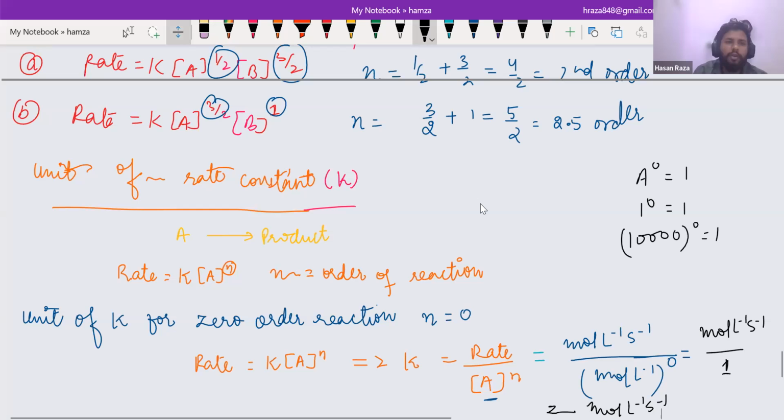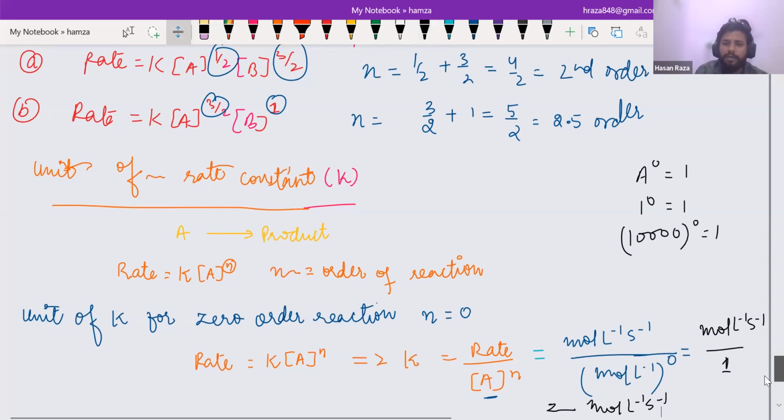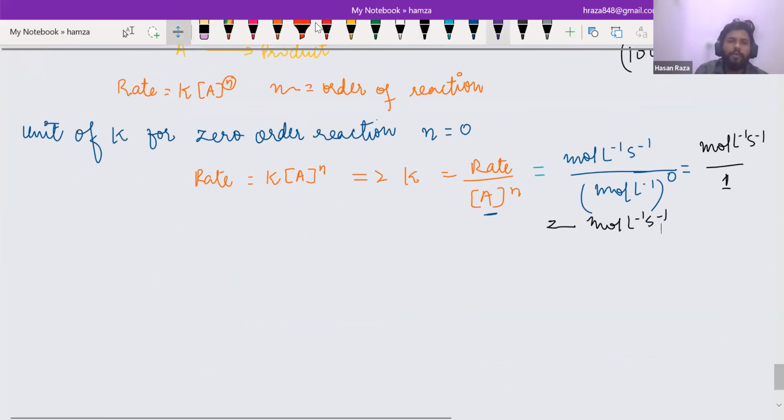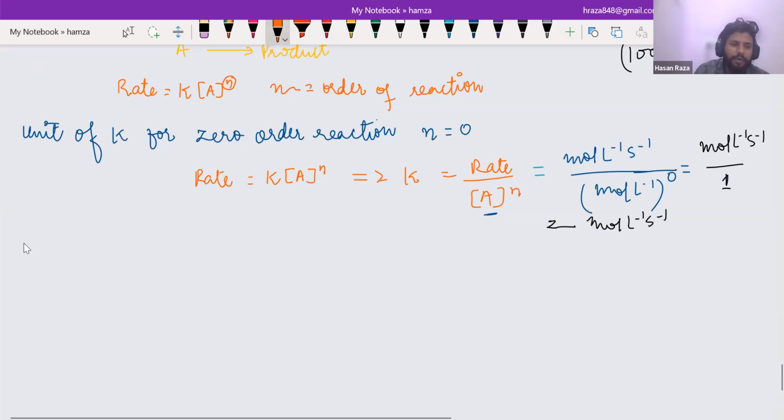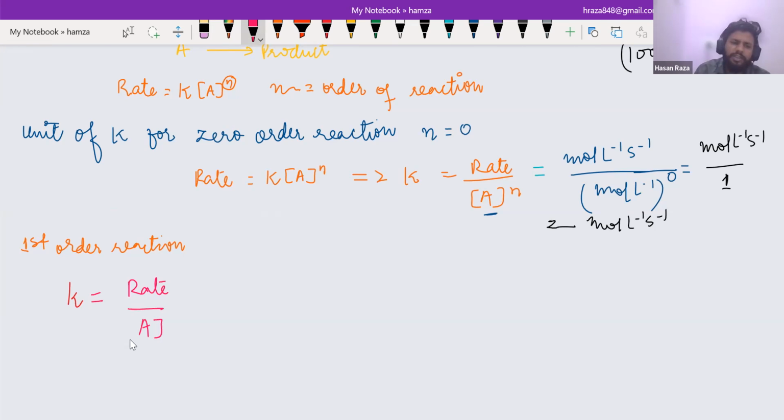Now we are going to talk about the unit of rate constant for a first order reaction. Now, it's very easy to understand. K will be equal to rate upon concentration raised to the power 1. This power determines which order of reaction this is.